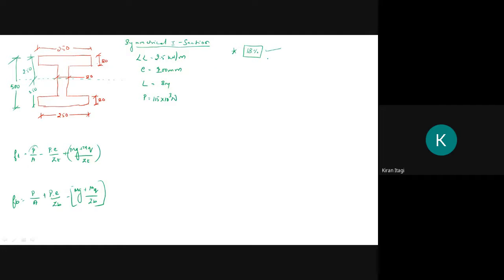Now, the first thing is to determine the value of A. A equals, how many sections do we have? One, two, three. Three components are there. So calculate: 250 by 80 plus 80 multiplied by this 80, this 80. Total depth is 500, so 500 minus 80 minus the bottom one, which equals 340, and again 250 by 80. On solving this, the area equals 67200 mm square.